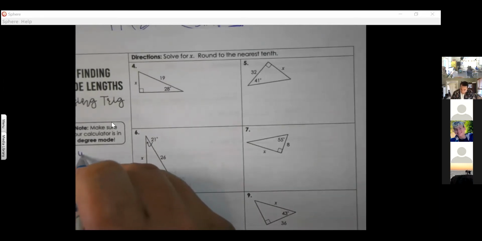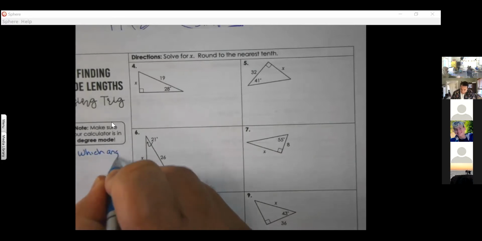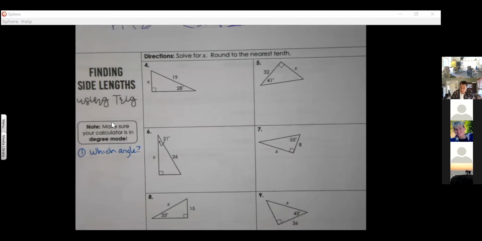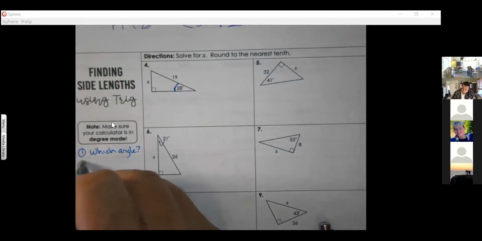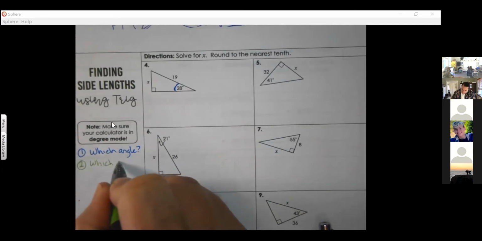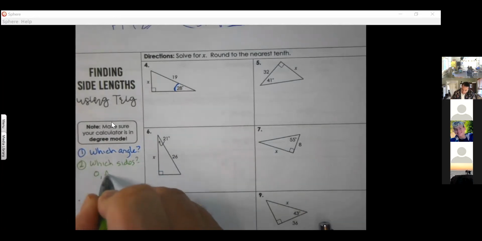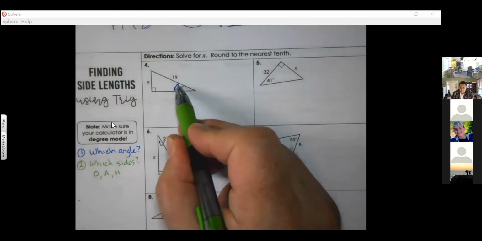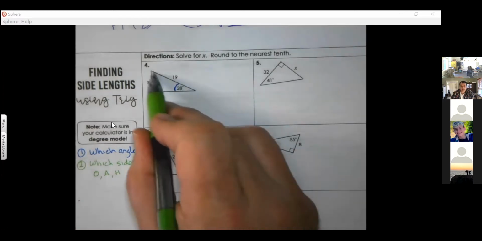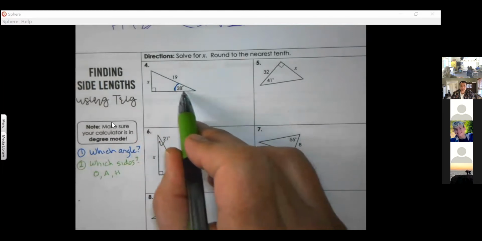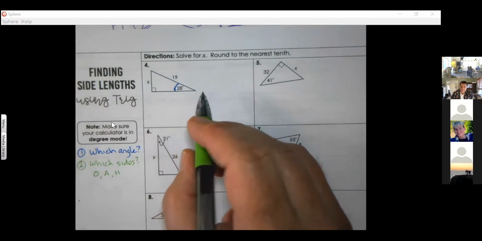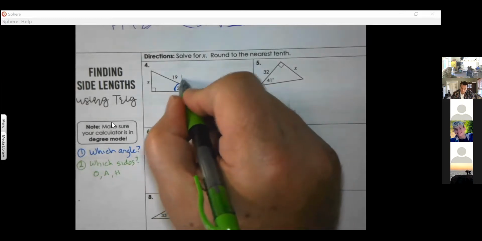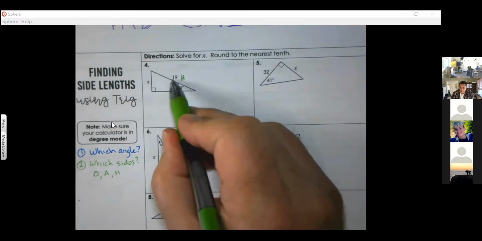Step 1, which angle? Okay, so notice here, we've got this angle selected, so that's the angle we're looking at for perspective. Step 2, which sides? O, A, or H? And of course, this all depends upon which angle we chose. So going from this angle's perspective, what do we call this side, the 19? Is that opposite, adjacent, or hypotenuse? It's the hypotenuse. That one's easy because it's always the same.